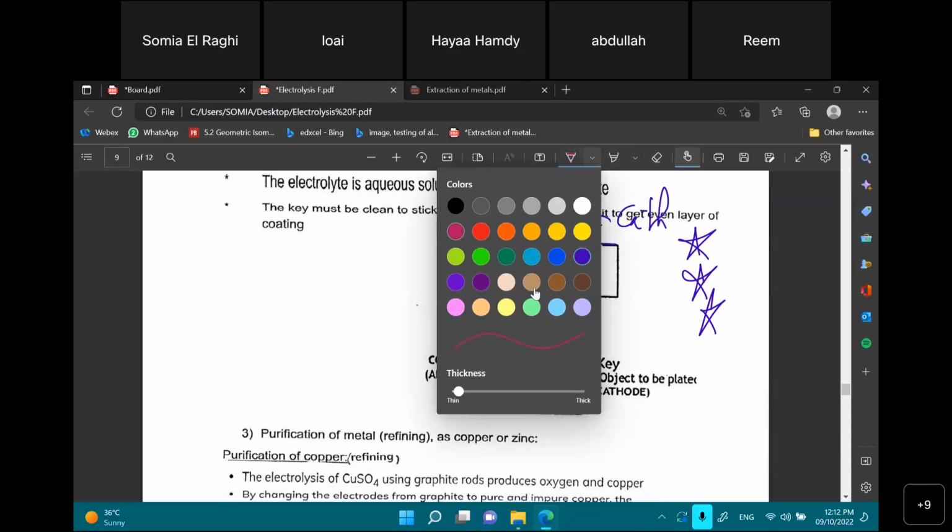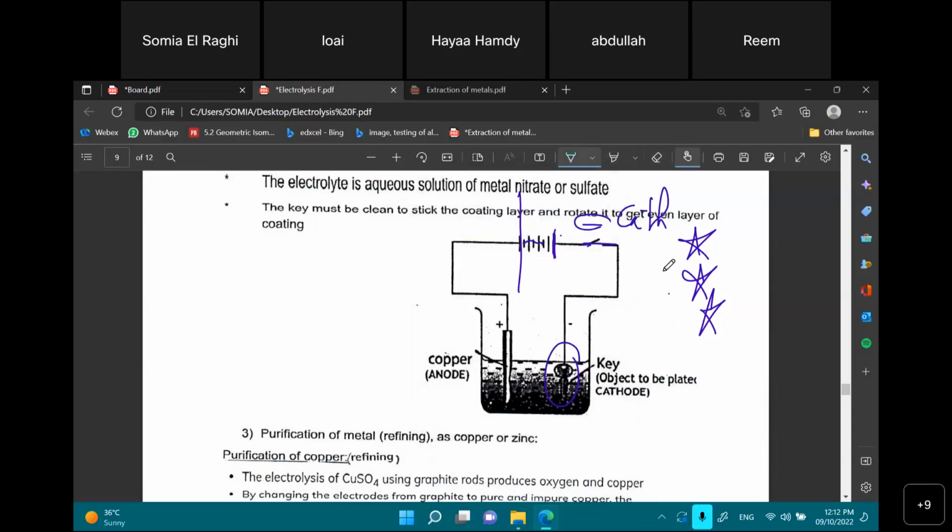And I need to coat it with a less reactive metal. I need to coat this iron key with copper, or even make it silver, for example, or gold, to look much better and also to prevent it from rust. We need to prevent this object from any water or oxygen attacking it. So I repeat again, an object is fixed at the cathode area. Well, the metal we need to coat with is at the anode area.